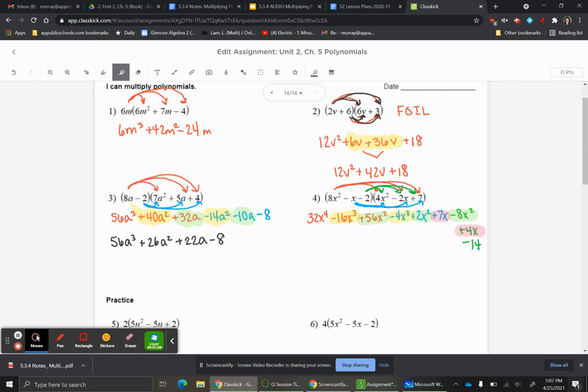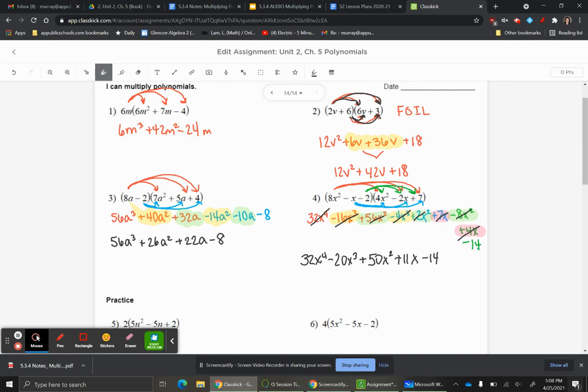All right, let's finish out this problem. Let's do this pen instead. So we just drag down our 32x to the 4th because nothing matches with it. Then we have negative 16 and negative 4, which will be negative 20x to the 3rd. Then we have squared, squared, and squared. So let's see, 56 plus 2 would be 58. Then minus 8 would be a positive 50x squared. Then 7 and 4 gives us a positive 11x. And then drag down our minus 14.